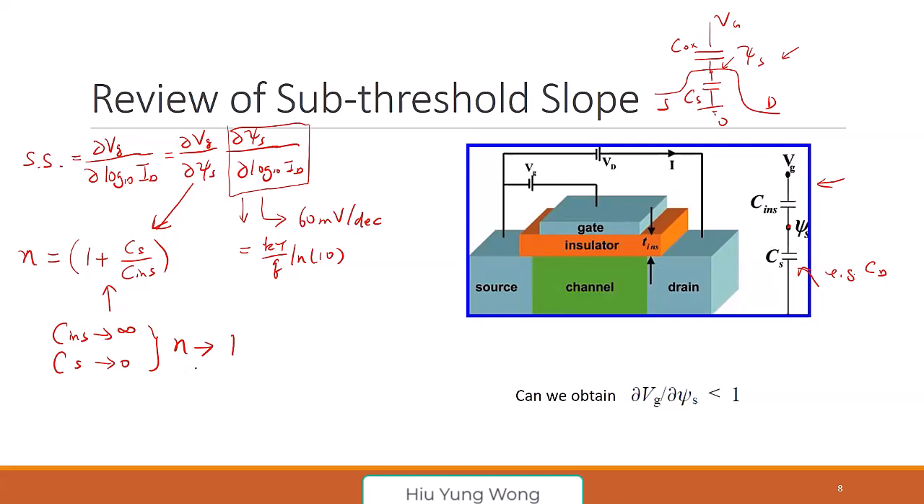What do you do here when n is 1? We did that already. We use double gates, right? We use SOI, we use FinFET, we use all these traditional things. We try to make it one actually by increasing the gate control, by reducing the depletion capacitance. But we are not happy with that, right? For all of you, can I make the n even smaller? If I can make it 0.1, then I can get 6 millivolt per decade at room temperature. Can I make it smaller?